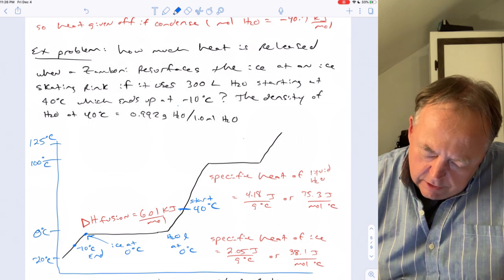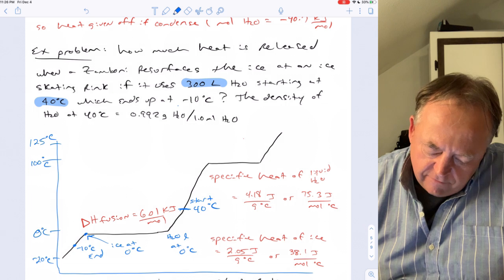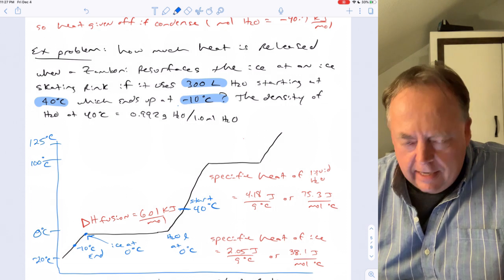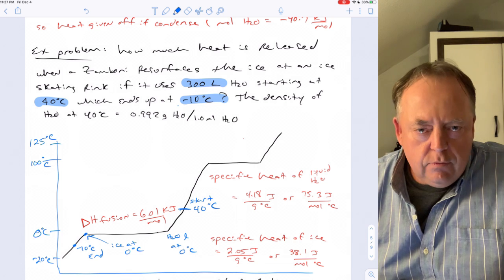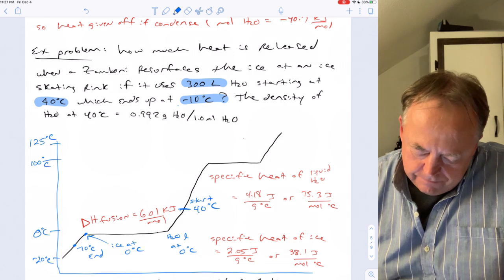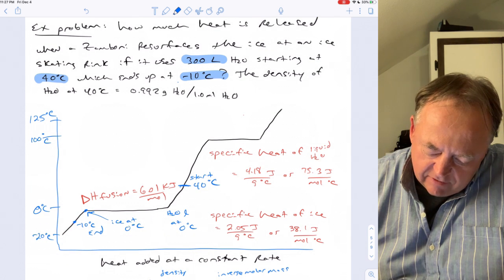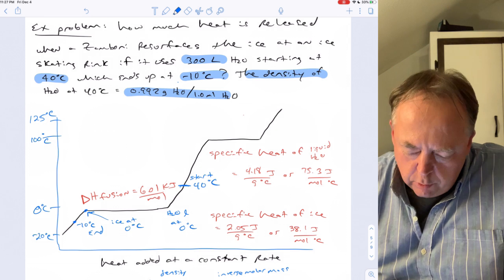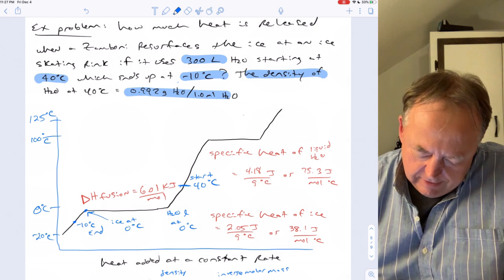So if the Zamboni uses 300 liters of water, starting at 40 degrees Celsius, and then the water cools off to ice, and the ice cools to negative 10 degrees Celsius, how much heat would be released in that process? To do this calculation, you would have to know what the density of water is. The density of water at 40 degrees Celsius is 0.992 grams of water per mL of water.